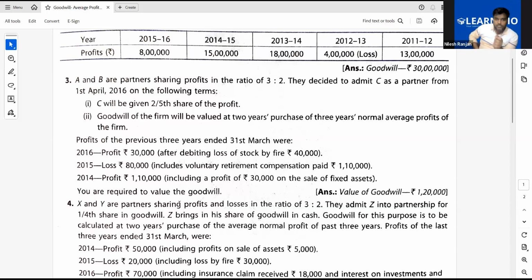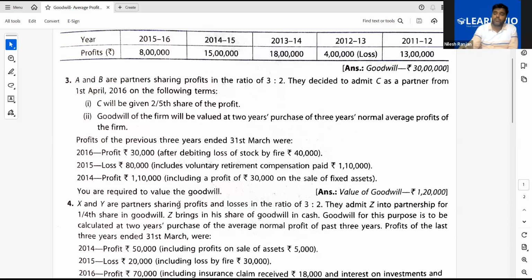In the same manner, the second year includes voluntary retirement compensation paid 1,10,000. So one employee leaves the company before his retirement. It is called voluntary retirement, meaning retirement before the time comes. That's why we have paid him voluntary retirement compensation. But it is not necessary that it will happen in the next year also. Again, there is a profit of 30,000 on the sale of fixed assets in the third year. Fixed assets are not sold every year, so this profit is also abnormal.